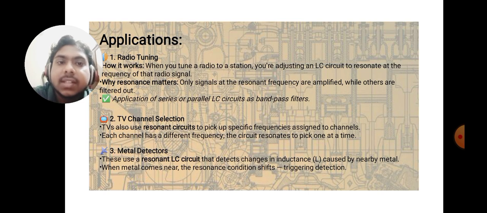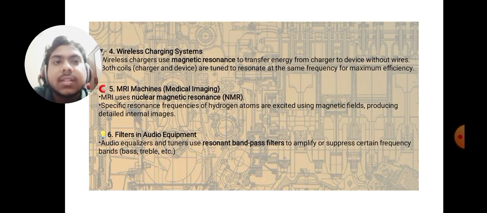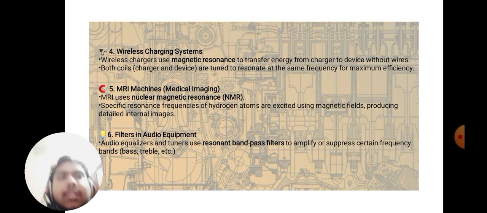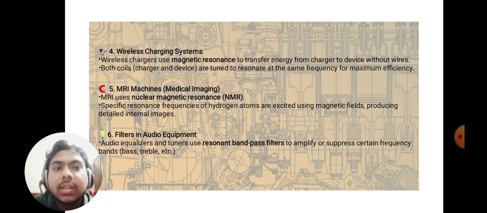Next, we have TV channel selection. TV channels also use resonant circuits to pick up certain frequencies assigned to those channels. Each channel has a different frequency and the circuit resonates to pick one at a time. There are metal detectors. In metal detectors, a resonant LC circuit is used that detects the change in inductance caused by nearby metal. When a metal comes near, the resonance condition shifts, triggering detection. Wireless charging systems. Wireless chargers use magnetic resonance to transfer energy from a charger to a device without wires. Both coils, charger and the device, are tuned to resonate at the same frequency for maximum efficiency.